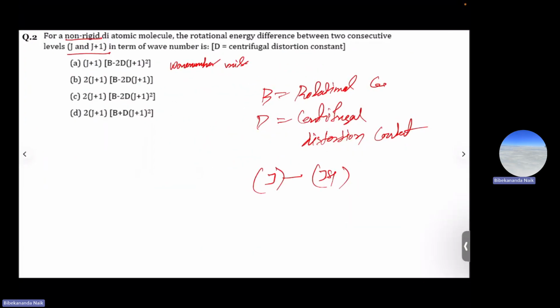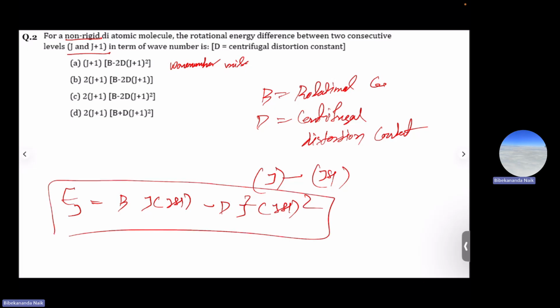So we know the expression for energy of a rotational level with rotational quantum number J. When we consider the non-rigid diatomic molecule, then what will be the energy? The energy is given as EJ equals B J into J plus 1 minus D J square into J plus 1 square. So this is the expression for energy.